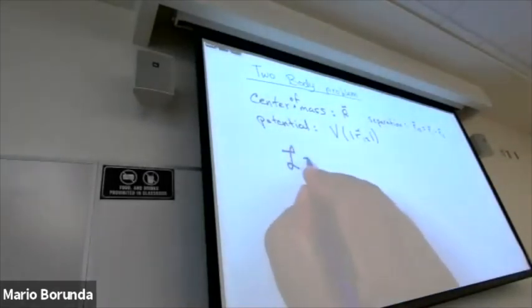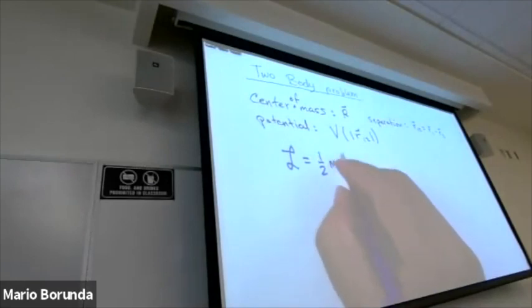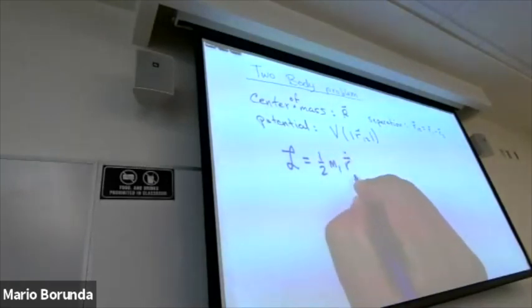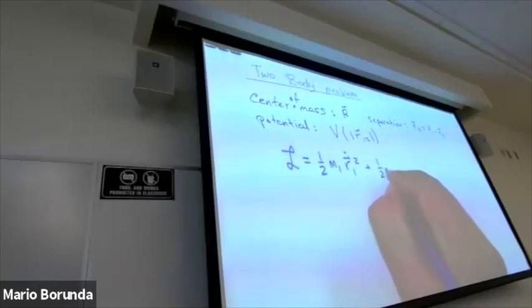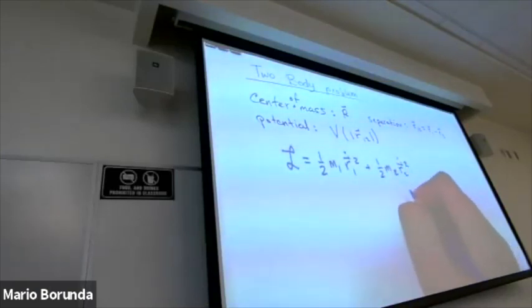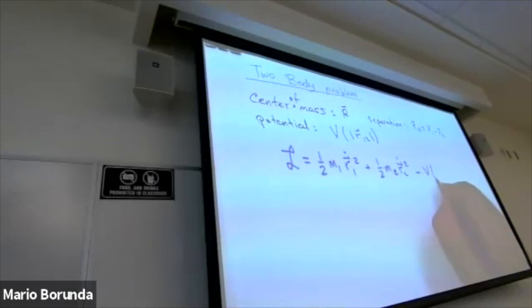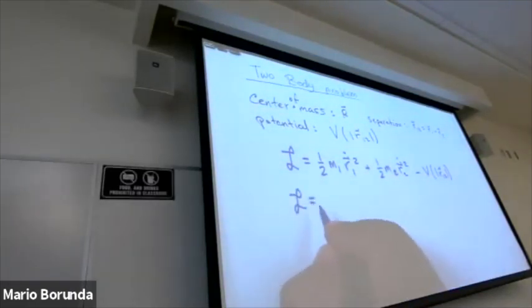And our Lagrangian is mass one, this is the velocity of vector one, position one, object one. Then we have the kinetic energy of object two. And then the potential energy that depends on this distance. So now we don't want to work with R1 and R2. We want to work with this center of mass and separation coordinate system, right? So those would be our generalized coordinates.